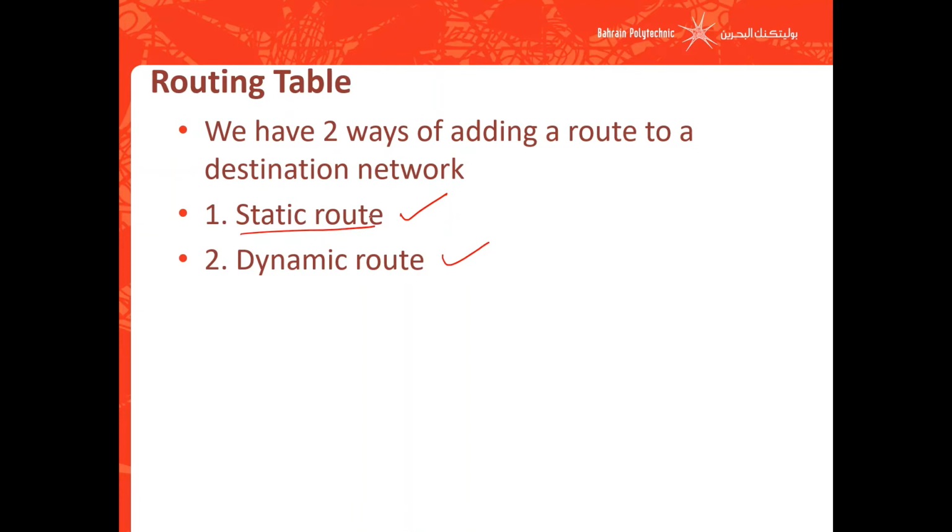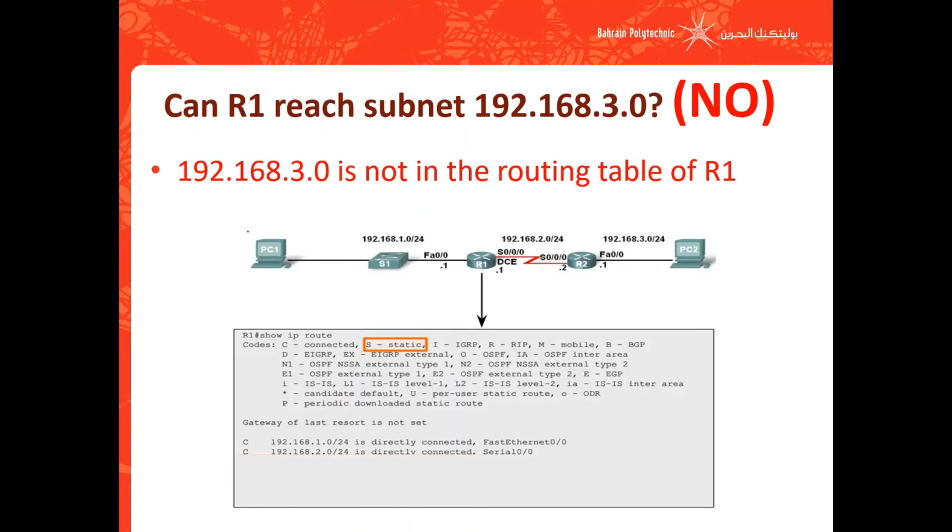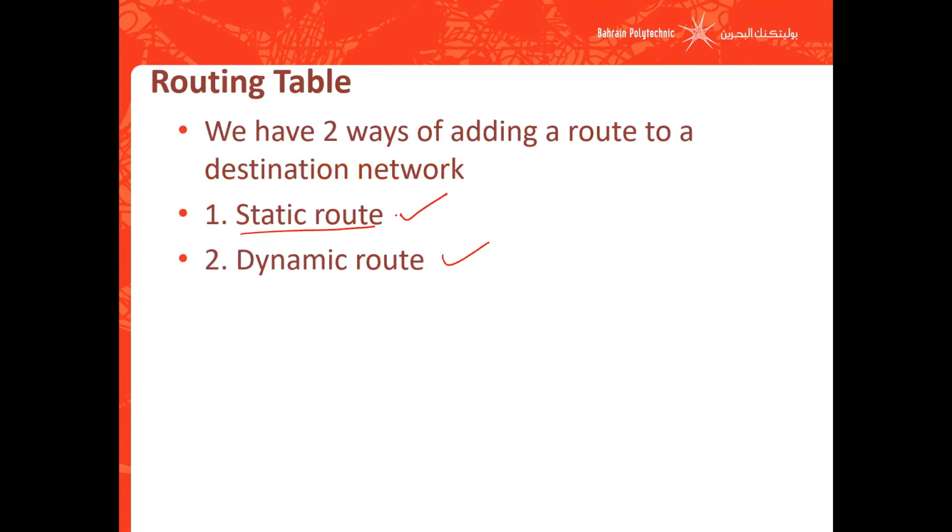You have two ways to resolve that issue, where router 1 doesn't know about this subnet. If router 1 doesn't know about this subnet, this PC cannot communicate with this PC, because this router eventually doesn't know where to forward the packet, right? So how do we make this router aware of this subnet? There are two ways. You can either add a static route, or you can add a dynamic route.